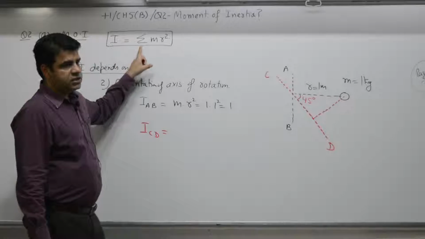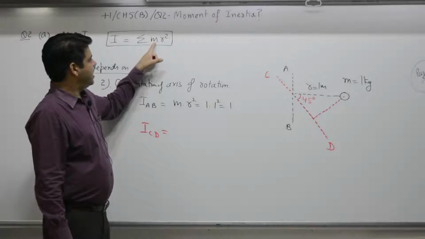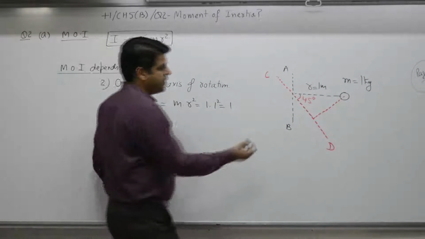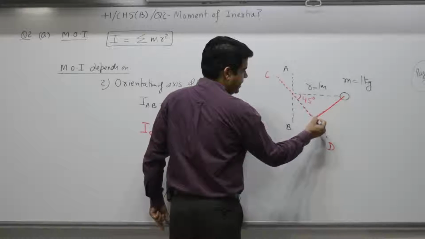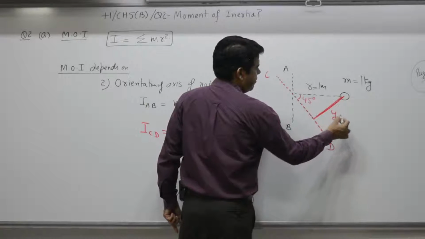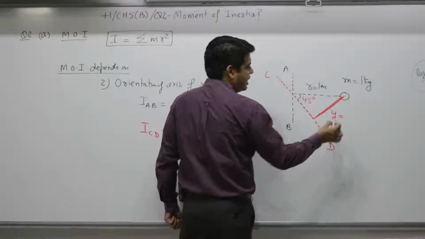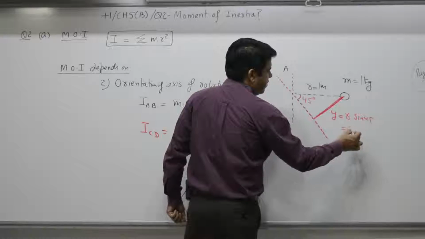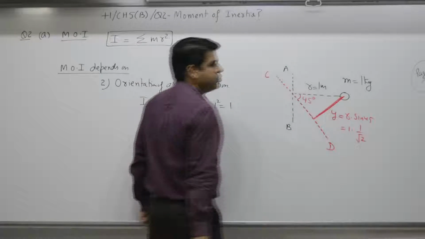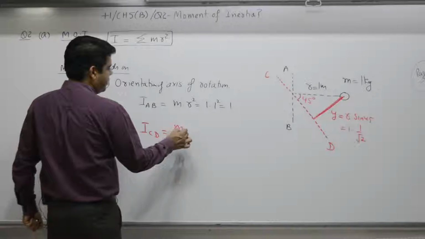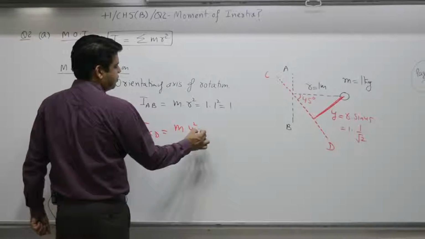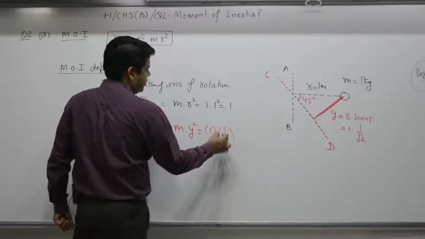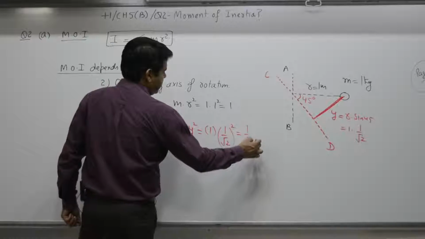Moment of inertia is the sum of product of mass and square of a perpendicular distance from axis of rotation. And the perpendicular distance in this case, let me say, is y. Y by r is equal to sine 45. It is r sine 45, which is 1 into 1 by root 2. So it is not m into r square, now it is m into y square. M is 1. Y is 1 by root 2, squared. So the answer is 1 by 2.